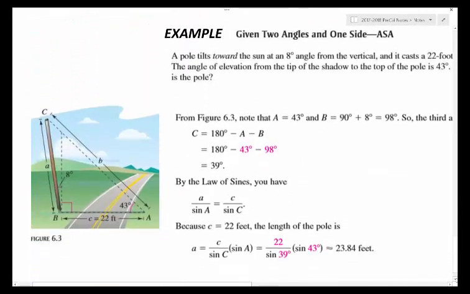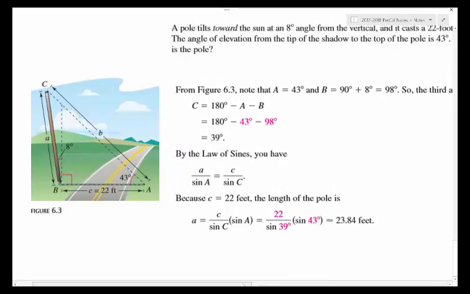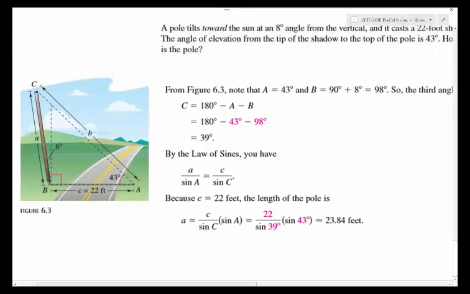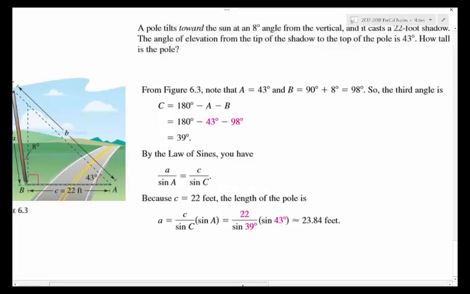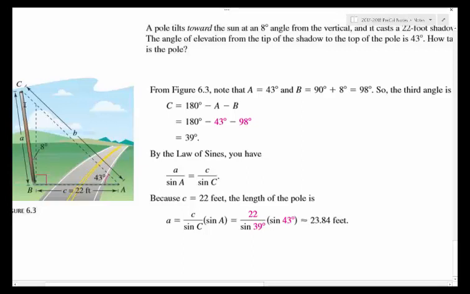On our next example, it says a pole tilts towards the sun with an 8-degree angle from the vertical, and it casts a 22-foot shadow. The angle of elevation from the tip of the shadow to the top of the pole is 43 degrees. How tall is the pole? So I've got 43 degrees here, and I've got 8 degrees here. I want to find this height, the height of the pole, which they're calling a here.